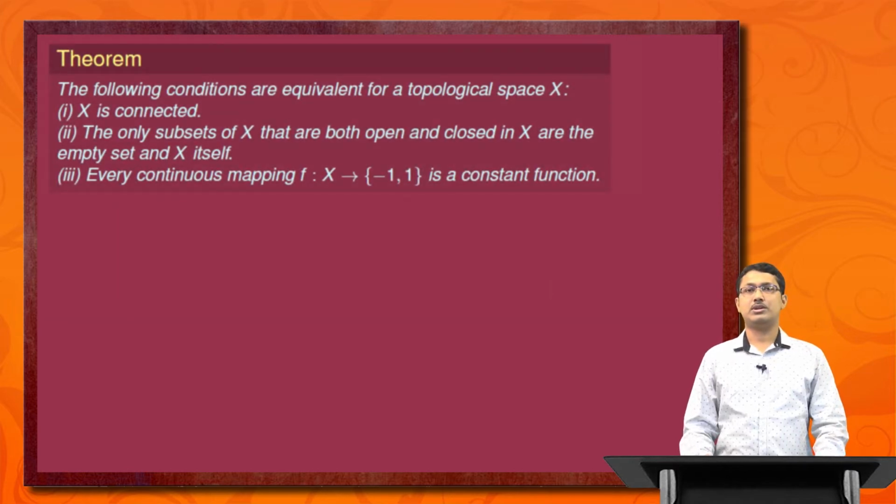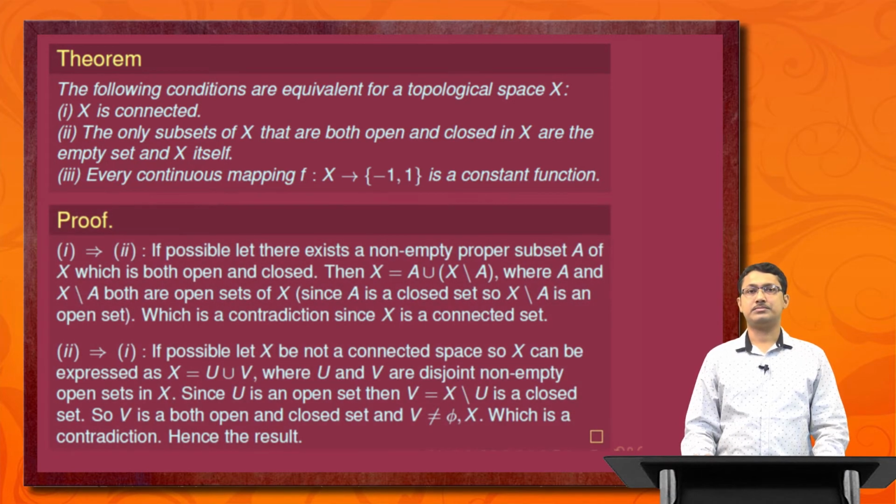Now we shall introduce our first theorem. The following conditions are equivalent for a topological space X. First, X is connected. Next, the only subsets of X that are both open and closed in X are the empty set and X itself. And finally, number 3, every continuous mapping f from X to {plus minus 1} is a constant function.